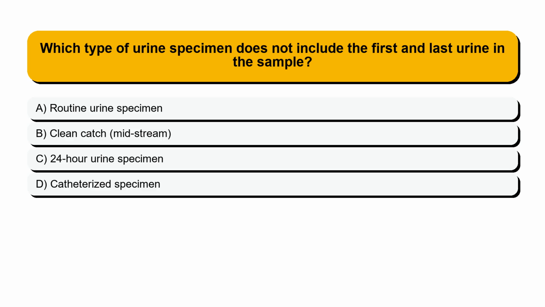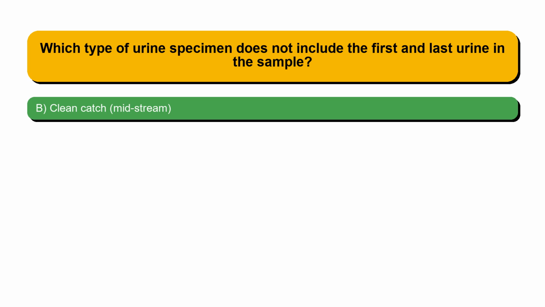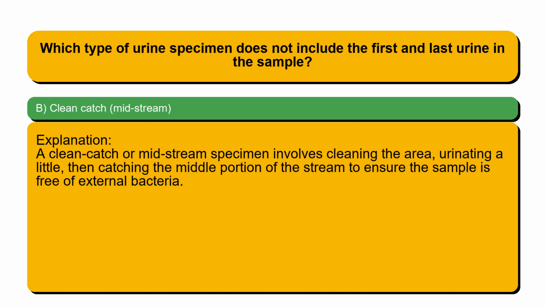Question 85. Which type of urine specimen does not include the first and last urine in the sample? Option A. A routine urine specimen. Option B. A clean catch, midstream. Option C. A 24-hour urine specimen. Option D. Catheterized specimen. The correct answer is Option B. Clean catch, midstream. A clean catch or midstream specimen involves cleaning the area, urinating a little, then catching the middle portion of the stream to ensure the sample is free of external bacteria.